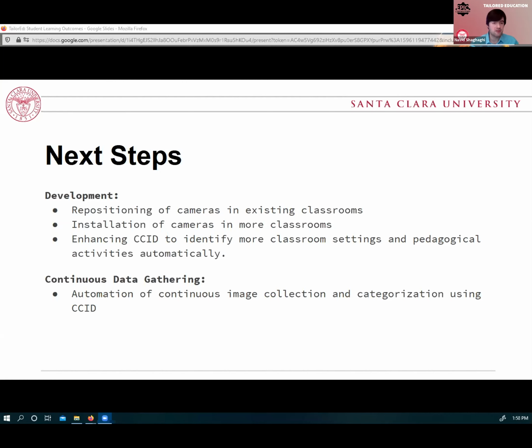Then, of course, given more data, we will enhance the CCID tool so we can identify a lot more things, like, for instance, other pedagogical practices that weren't seen at the time. Then on the data gathering side of this, we're going to have to come up with essentially mapping the things that Julia talked about, all those different categories, and how the neural network is actually going to identify those.